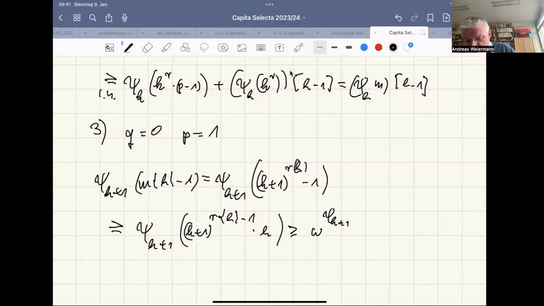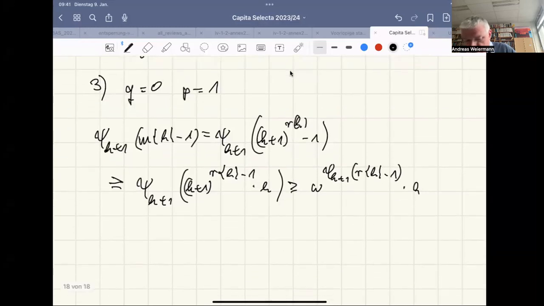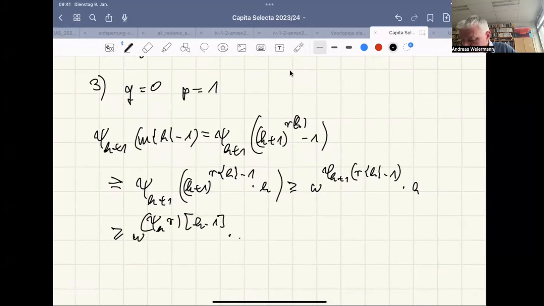As the induction hypothesis is just a definition at this moment. Psi k plus 1 of r of k minus 1 times k. And now comes the induction hypothesis: at least as big as omega to the psi k of r at argument k minus 1 times k. And this is at least as big as omega to the psi k of r fundamental sequence at k minus 1.